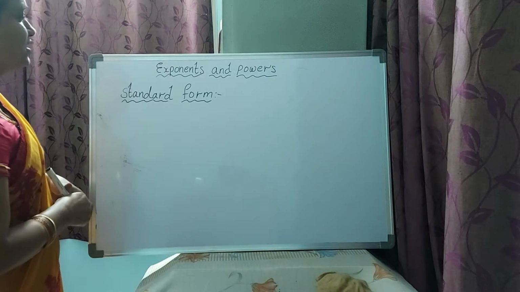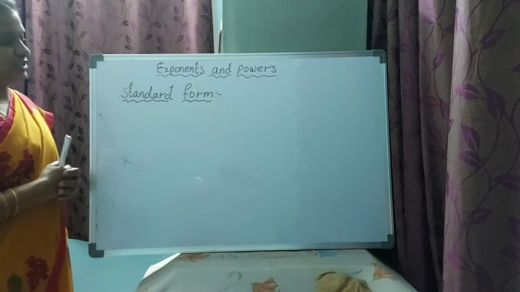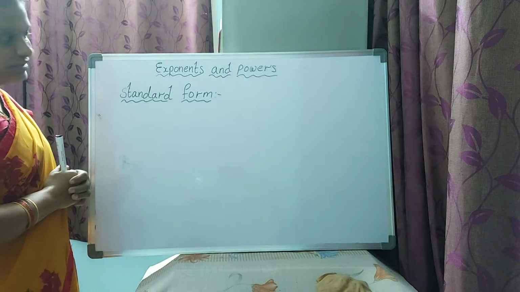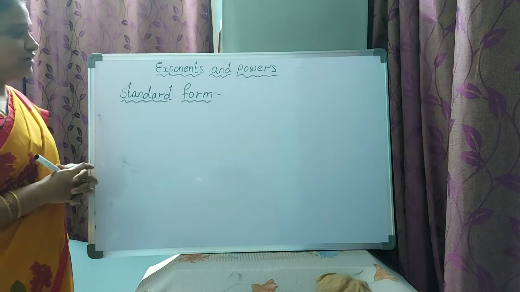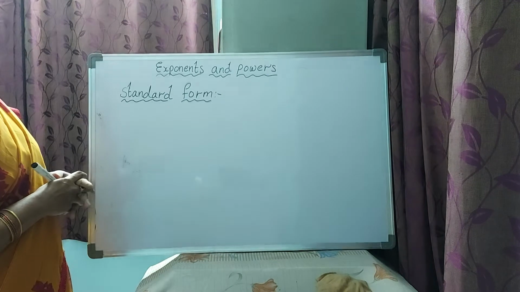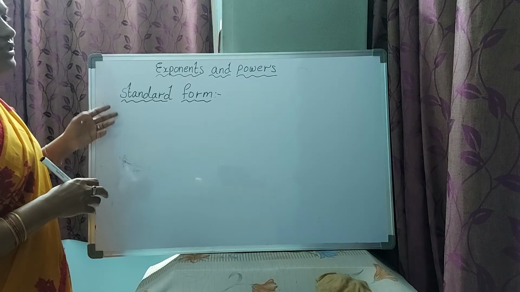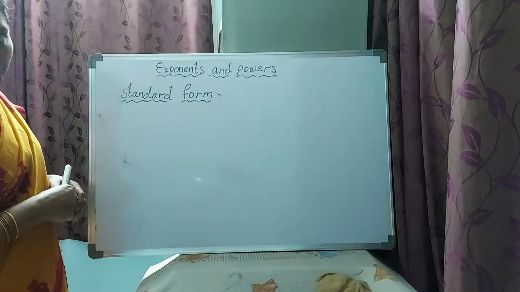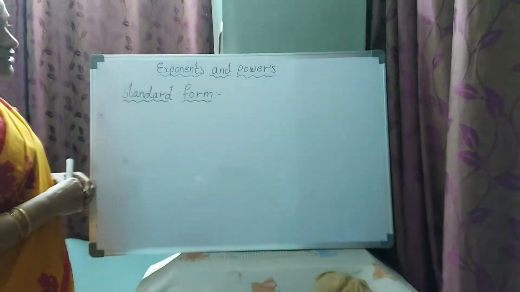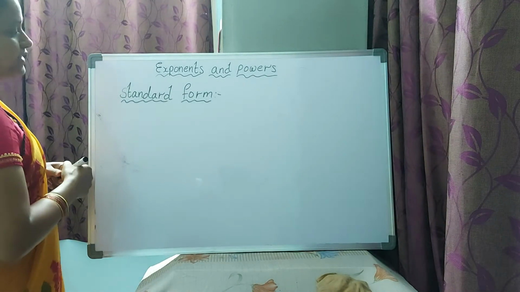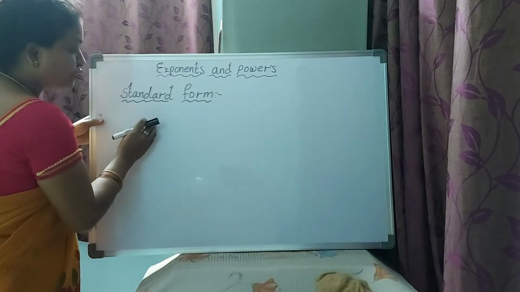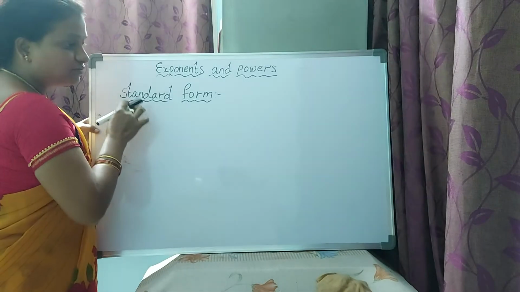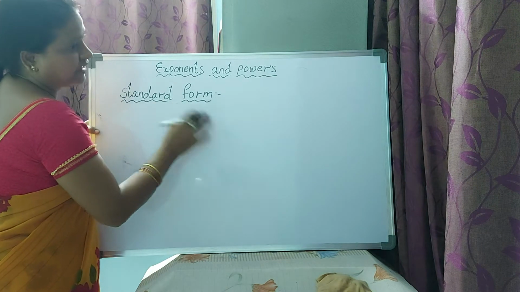Okay. Fine. See here. Exponents and powers. Standard form. How to convert the large numbers for our convenience? We used to convert the large numbers into standard form. What is the standard form? That number should be 10 power, for example, 10 power something we have to write, and that number should be between 1 and 10.